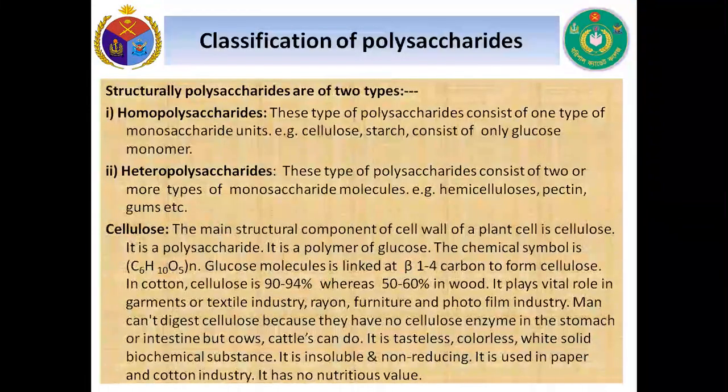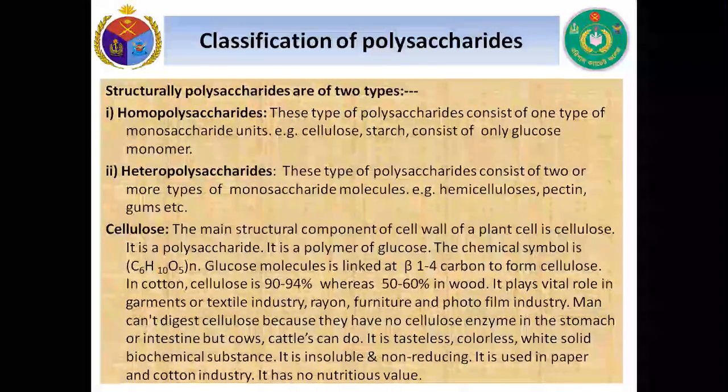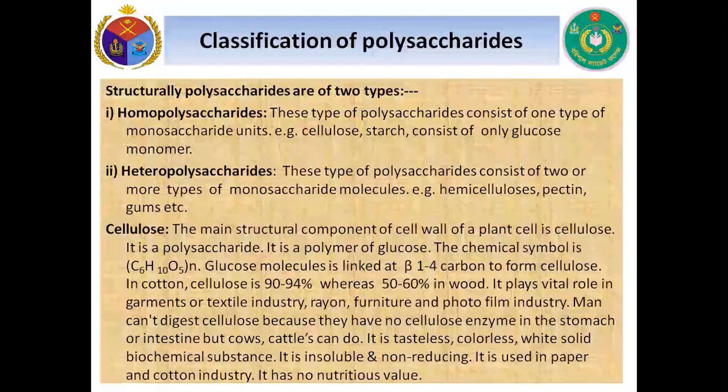Now, structurally, polysaccharides are of two types. One is homopolysaccharide and another is heteropolysaccharide. Firstly, homopolysaccharides consist of one type of monosaccharide unit, like cellulose and starch, which consist of only glucose monomers. But heteropolysaccharides consist of two or more types of monosaccharide molecules, like hemicellulose, pectin, gums, etc.